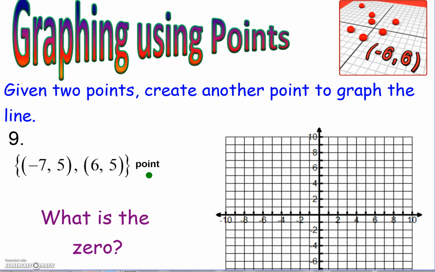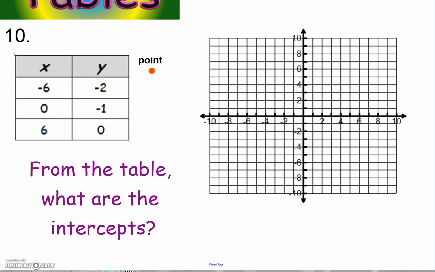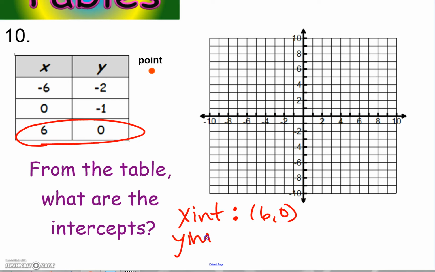All right, another example. Given 2 points, create another point. What is the 0? You're just going to do exactly the same thing we did on the previous one. We're going to skip that to save time, though. So from the table, what are the intercepts? X-intercept is going to be 6, 0. Y-intercept is going to be 0, -1.